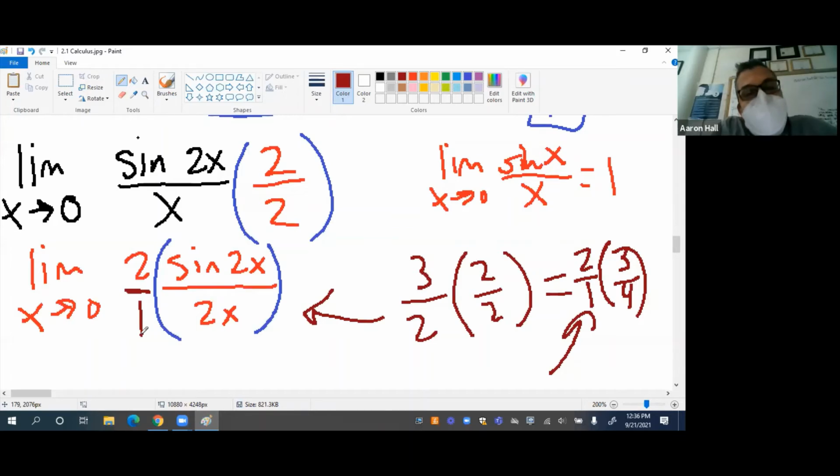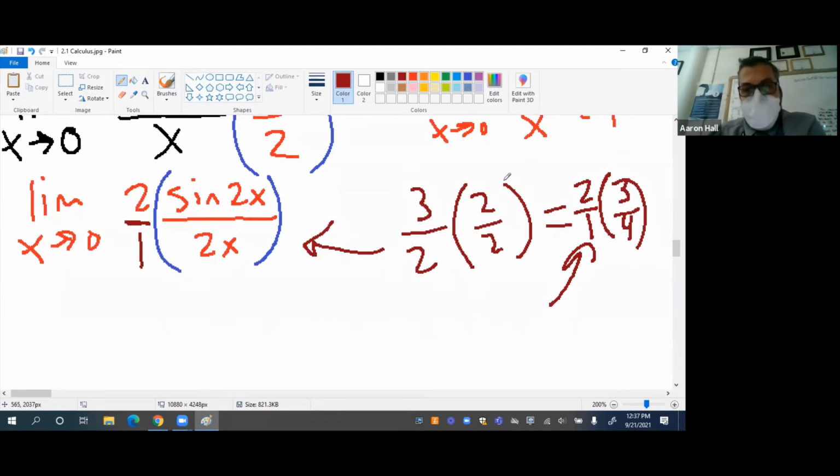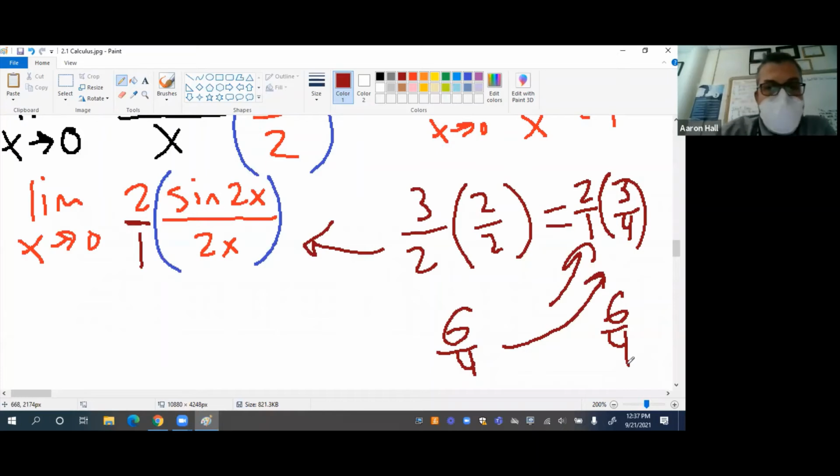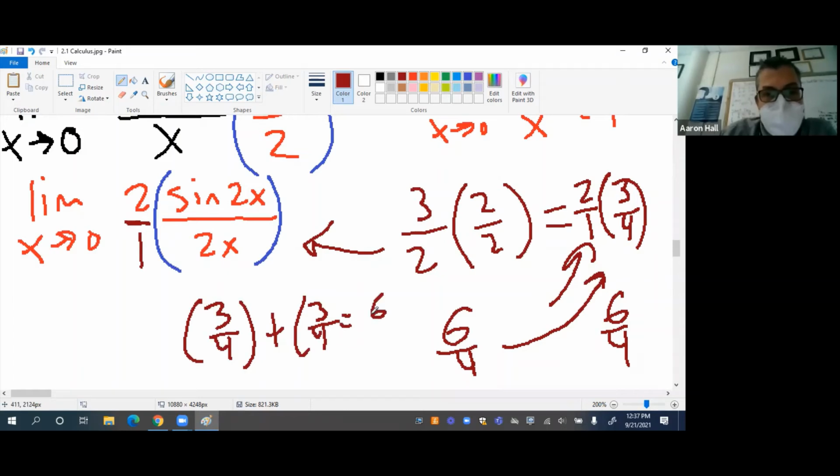So are you good with this? Yes, no, maybe so. I have more questions. Sorry about this. No, this is important. You're saying that 3 halves times 2 halves equals 2 times 3 fourths. Can you multiply those and show me your work? Start with 3 halves times 2 halves, you end up with 6 fourths. And then you multiply 2 times 3 fourths, what do you get? Oh, wait a minute. Listen to this. Are we okay with what I did?